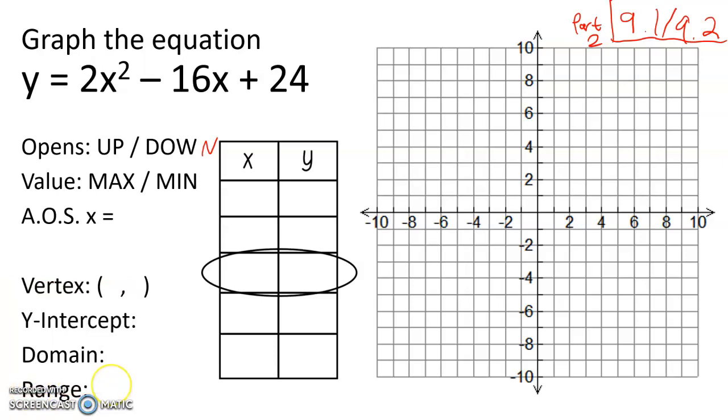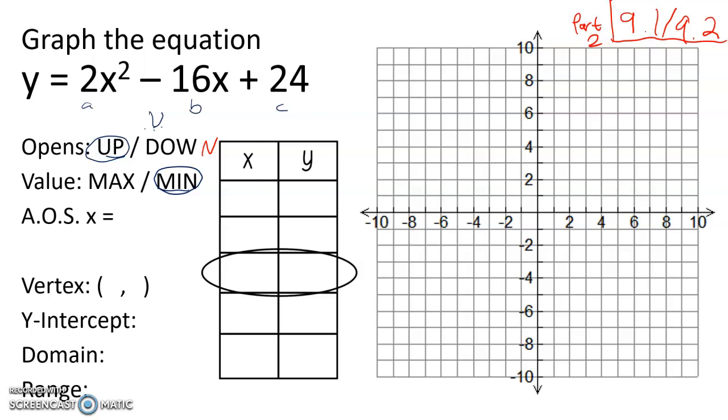It makes filling out the table pretty quick, actually. So let's go ahead and start it out. It opens up or down. Once again, I'm looking at my A value, my B, and my C. I'm looking at my A value, the number out front. It is positive, so I know it's going to open up. And if it opens up, it's got a min. So I already know it's going to open up and have a min value.